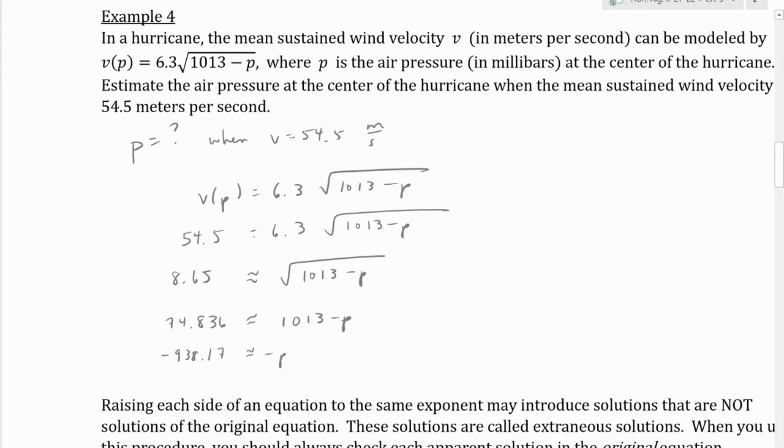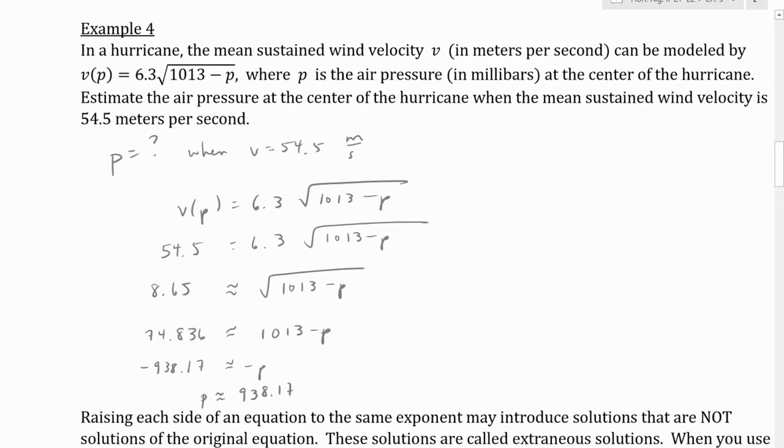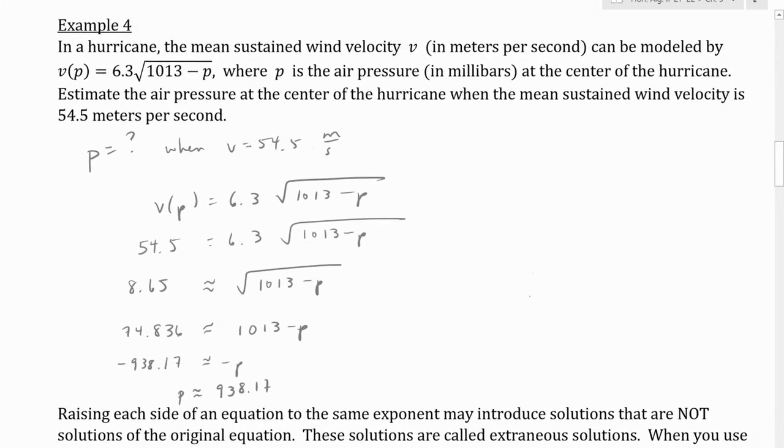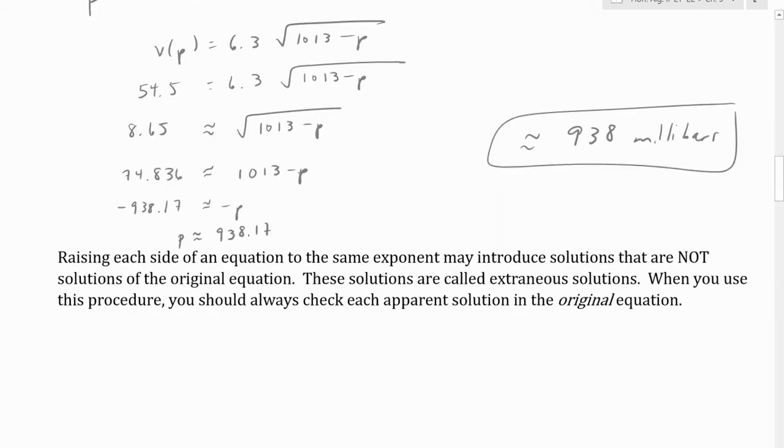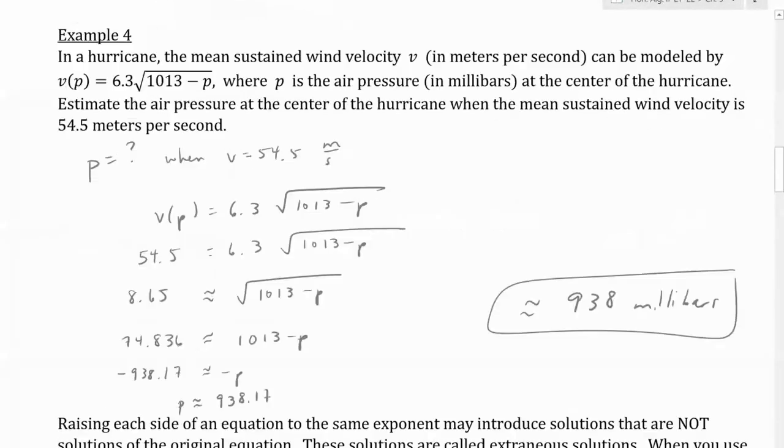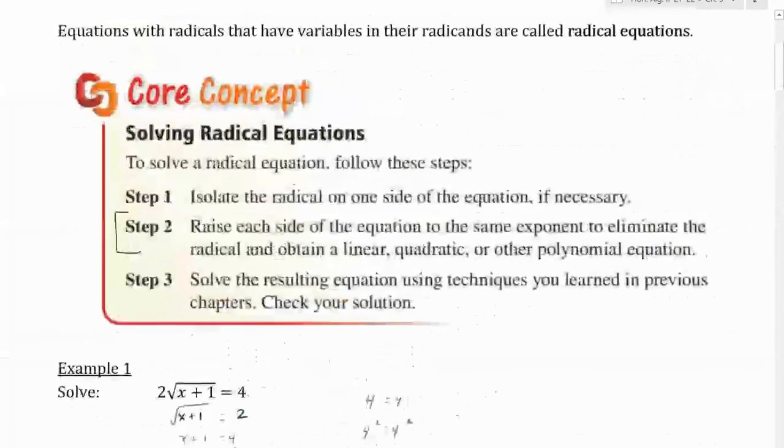Seventeen or so, which if the opposite P is that, then regular P is about 938.17. So estimate the air pressure. We'll say it's about 938 millibars of air pressure. Okay, so we didn't get an exact answer, but an exact answer here wouldn't be as helpful as this approximate answer. All right, now here's where it gets tricky, and here's why step 3 is so important.